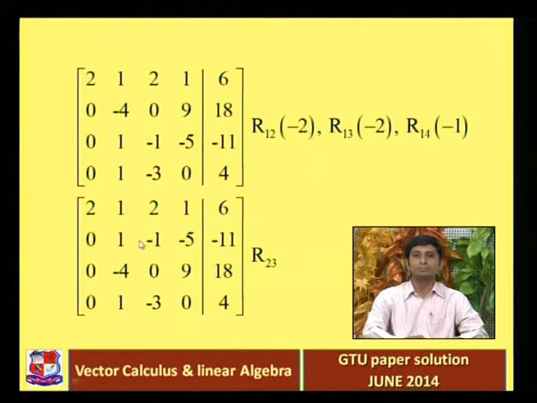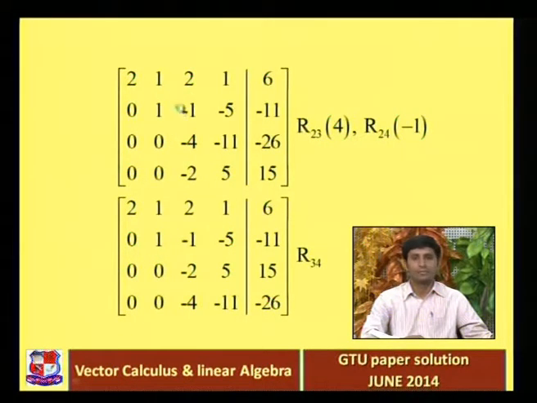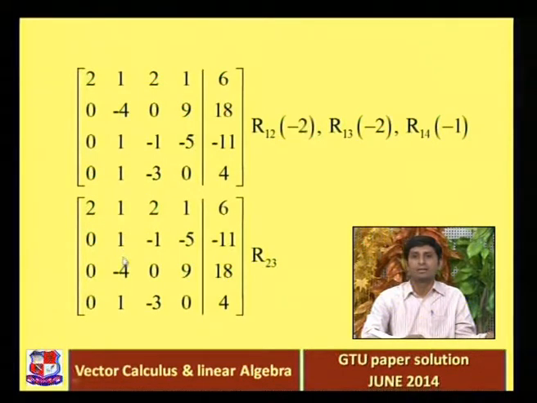Now the next process is we are multiplying the second row by 4 and adding it to the third row. Because see, in the first row this is our leading entry, and below that leading entry we have all 0. Now in the second row this 1 is our leading entry. Below that leading entry we want to make 0, so that's why we are multiplying the second row by 4 and adding it into the third row, and multiplying the second row by -1 and adding it into the fourth row, right?